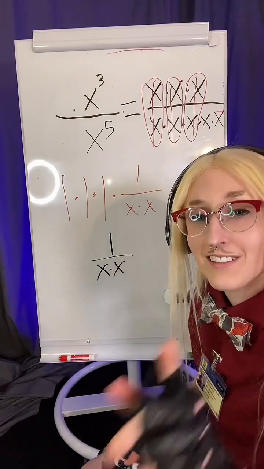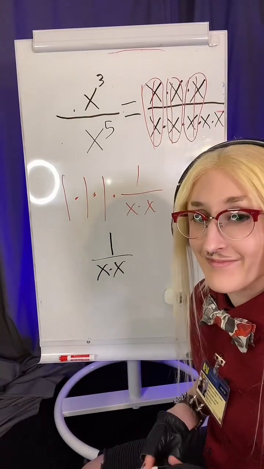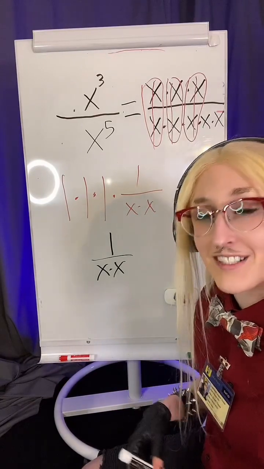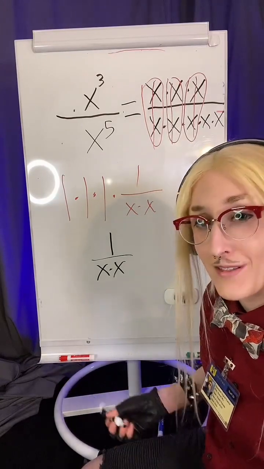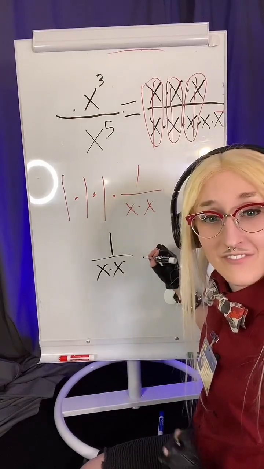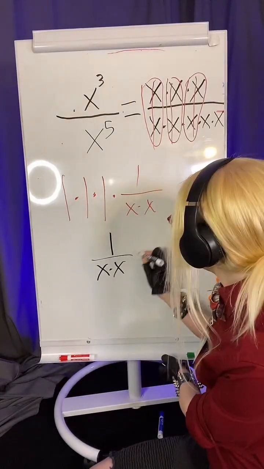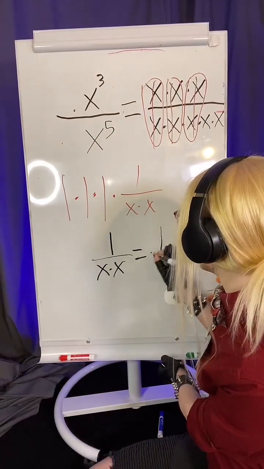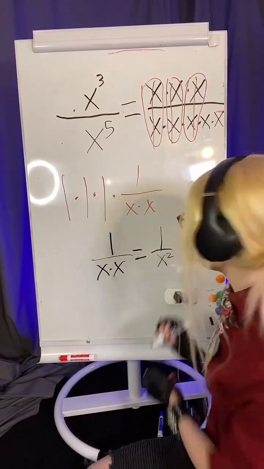You can't do it yet. Always say yet, because there's always room and there's always time. And it's okay to not be there yet. It is kind of magical. It's kind of fun. So it's just going to end up being 1 over x squared.